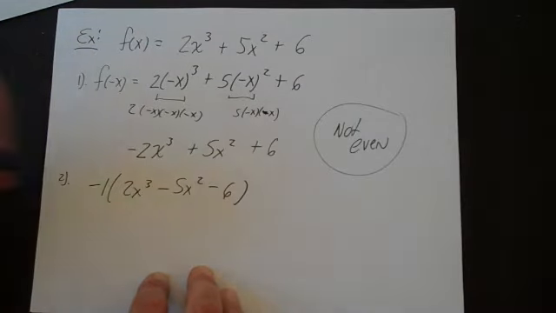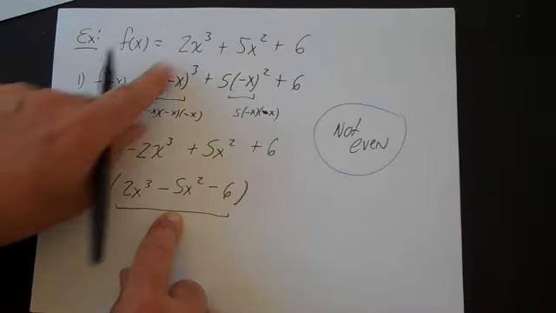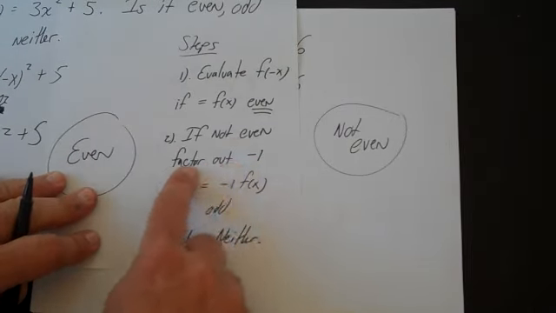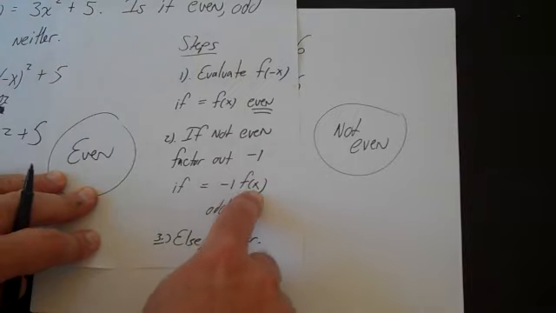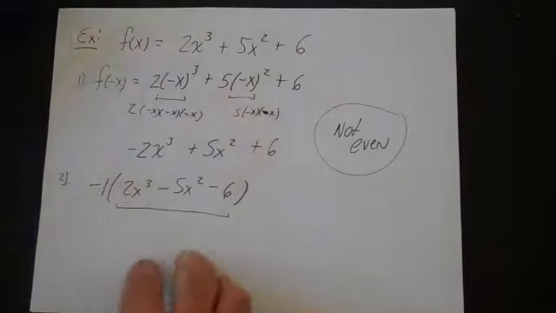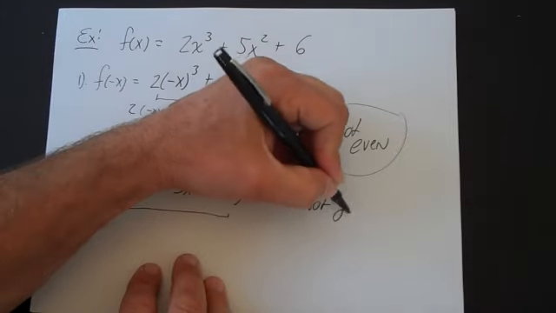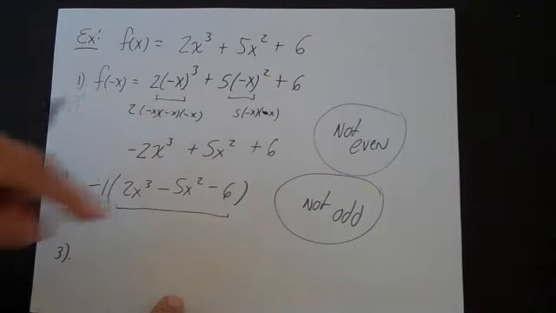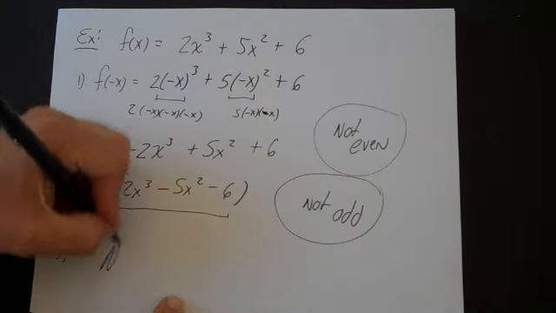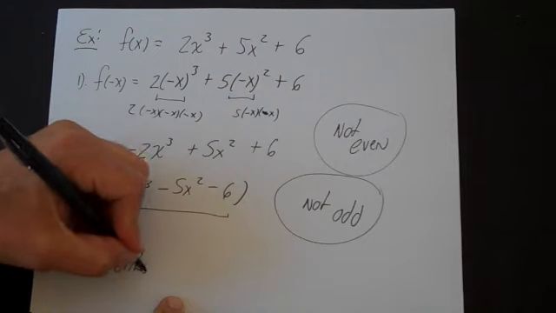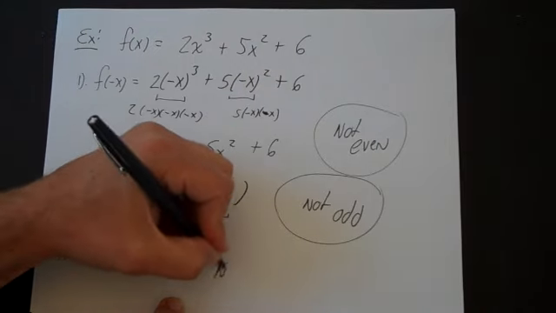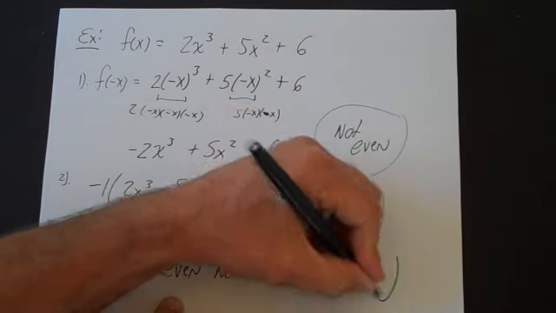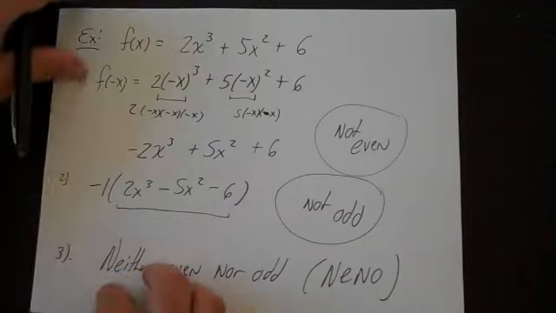Now let's look at this and see if this is what we started with. It's not, right? So that's step number 2. If it's not even, then you factor a minus 1 and see if you get the same thing times minus 1. You don't. So that means it's not odd. And your third step is, if it's not even and not odd, then we can just say it's neither even nor odd. Depending on who's giving you the test, some people accept the phrase "neither".